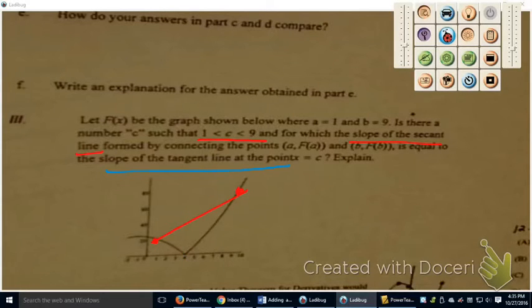But the problem is I can't draw a tangent line at 4 because 4 has a sharp point. So, no. There is no place between 1 and 9 where the slopes would be equal. If I drew any tangent line between 1 and 9, no tangent line I draw is going to have the same slope as the slope between 1 and 9.